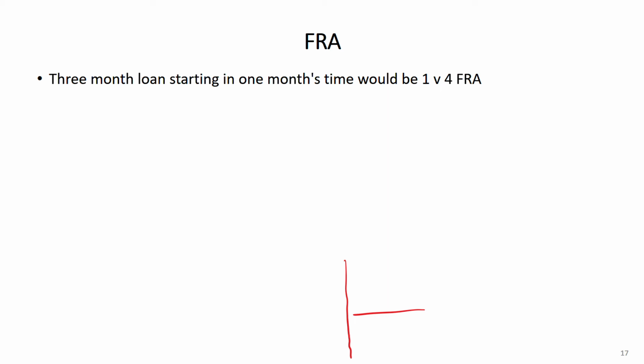Let me change the question for you. A 2-month loan starting in 3 months' time. Don't go and put 2 at the start, because the sentence starts with 2-month loan. Always check what comes after starting. If it says starting in 3 months' time, that means it will be 3V for how many months? The loan is for 2 months, so 3V5 FRA. That will be the rate. Because they might give you many rates and you have to pick the correct one, you need to know how to read the rates.